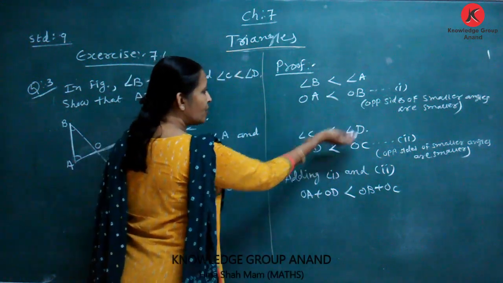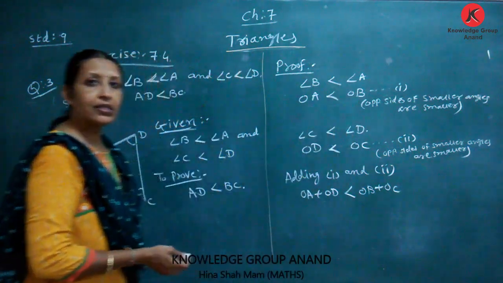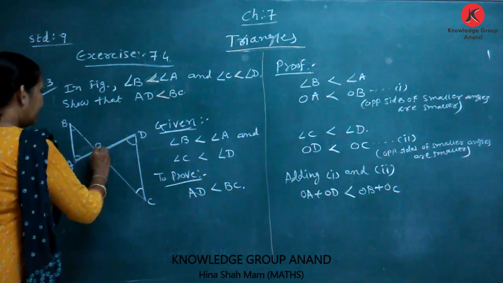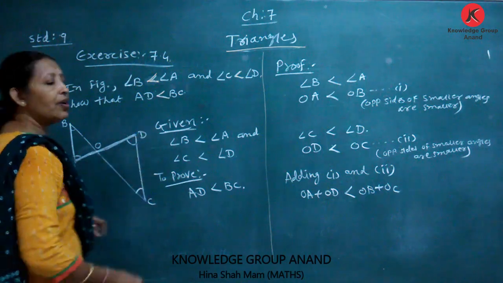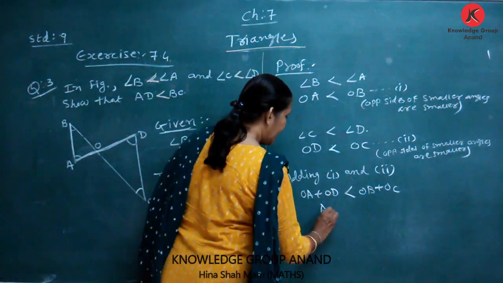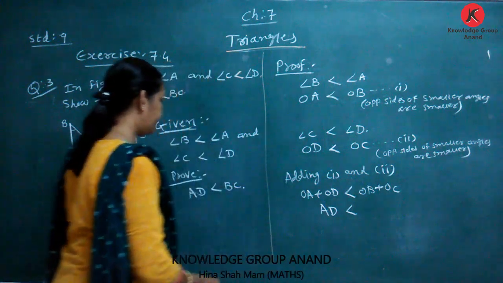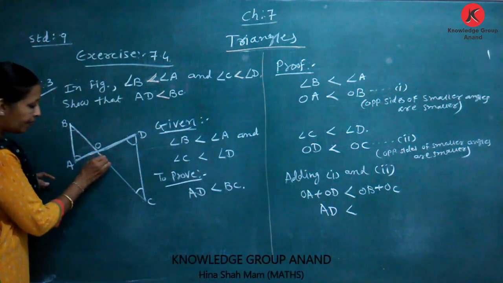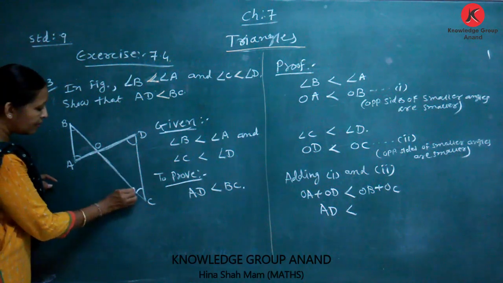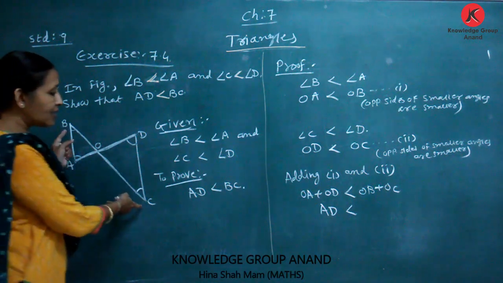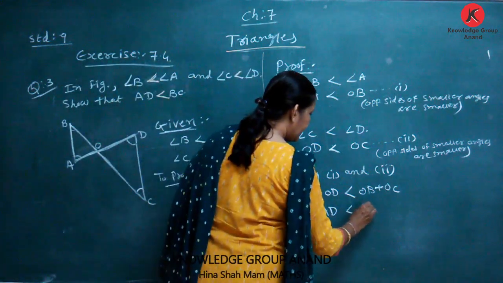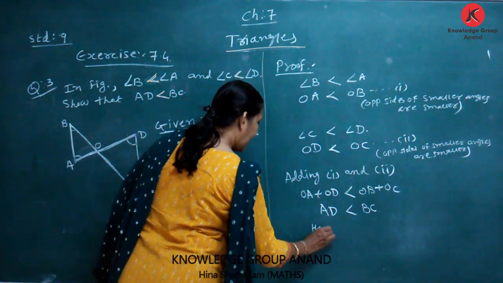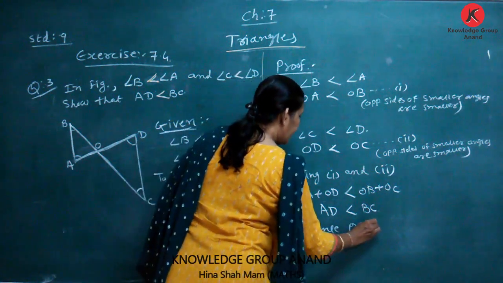Adding 1 and 2, OA plus OD is less than OB plus OC. What is OA plus OD? OA plus OD is equal to AD. AD is less than OB plus OC. Then OB plus OC is equal to BC. AD less than BC. Hence proved.